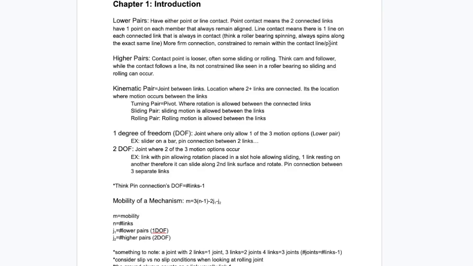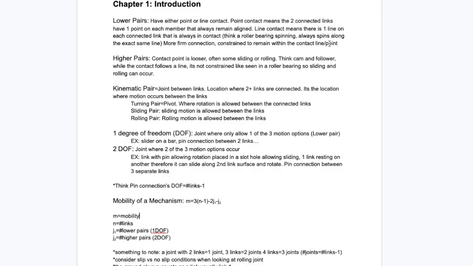Higher pairs are looser contact, okay? It's where there is some restriction, but significantly less. Think about a cam and follower scenario. The cam is the circle, well, the oval pear shape, which rotates, and the follower lays on the surface of the cam.